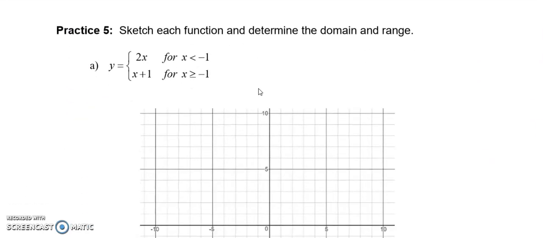Probably this one right here. Practice number 5 on page 16 on the very top. So here's your two functions again. You see that? There's going to be two pieces here. The first piece is just y equals 2x.